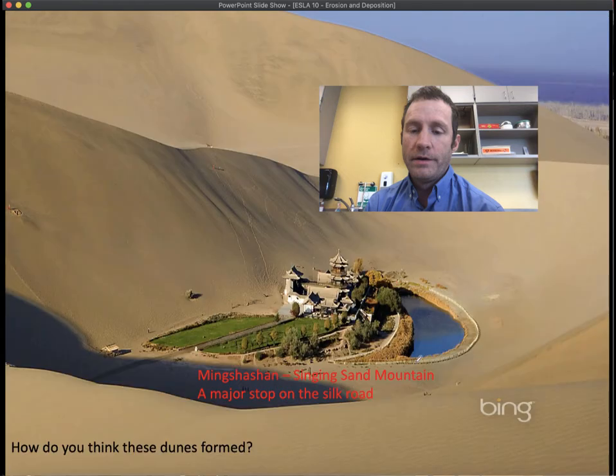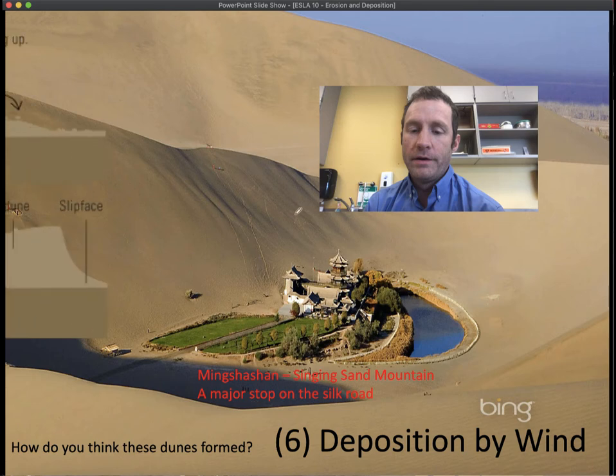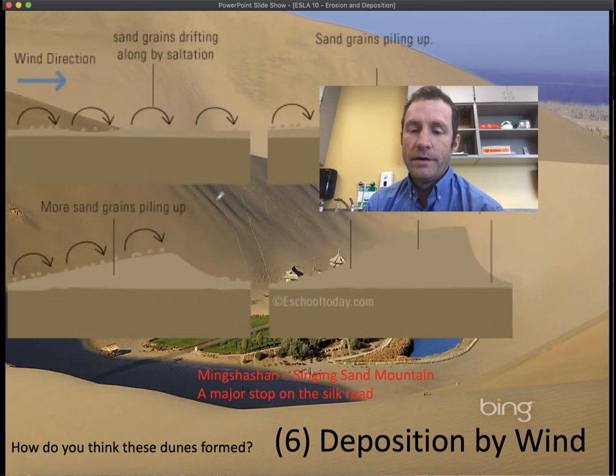All right, the last type of erosion and deposition that we will talk about is wind erosion and deposition. This is Mingshishan, known as Singing Sand Mountain, a major stop on the Silk Road in China. And it's kind of a beautiful and really interesting location there, isn't it? With these huge sand dunes around it. Well, how do those sand dunes form? Well, they formed because of wind deposition.